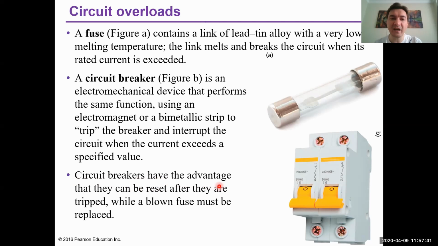Circuit breakers have the advantage that they can be reset after they are tripped, while a blown fuse must be replaced. So maybe you have done it many times in your life at home. If it is tripped, then you can reopen it, okay? But if this is broken, you have to replace it.